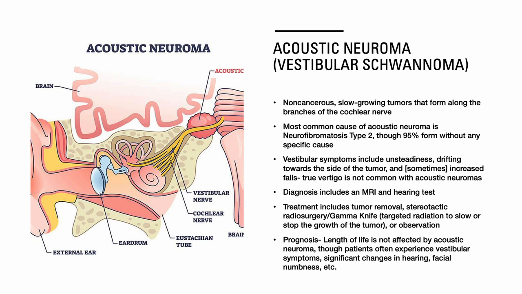Diagnosis of an acoustic neuroma cannot be made without an MRI. Symptoms do often show up on a hearing test, often in the form of an asymmetric hearing loss with poorer word understanding on the side with the tumor. Treatment includes tumor removal, gamma knife, or a targeted radiation to slow or stop the growth of the tumor, and often just observation with annual MRIs. Length of life is not affected by acoustic neuromas, though patients often experience vestibular symptoms, significant changes in hearing, and facial numbness due to the neuroma.